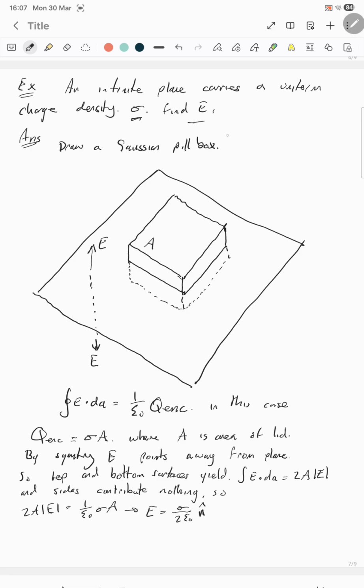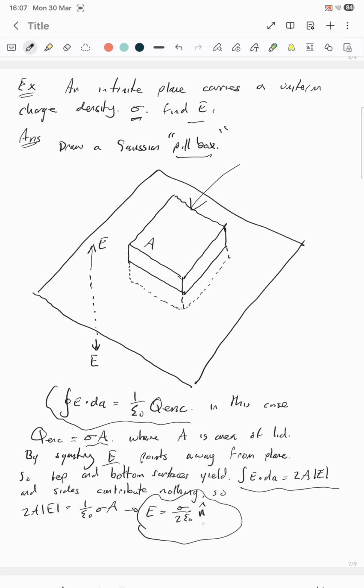Now, we draw a Gaussian pillbox here. By Gauss's law, we'll have this, and in this case it's just a charge over an area, and the area is the area of the lid, and by symmetry our electric field points away from the plane, so the top and bottom surfaces yield this relation here, so it's simply twice the area times the magnitude of the electric field. So going through the process again, we divide through, and this is our electric field here, which is our charge density over 2 epsilon naught, and our normal vector.